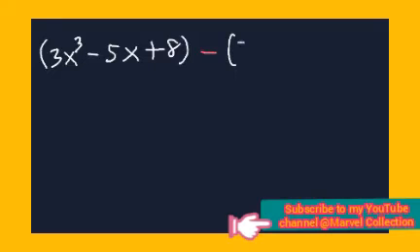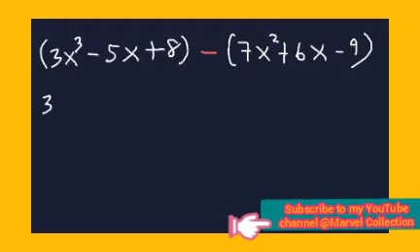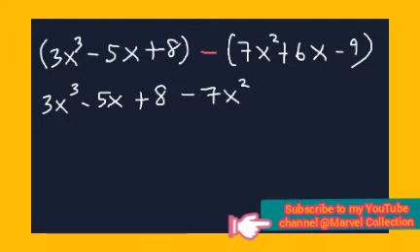So here's another problem that we can work on. 3x cubed minus 5x plus 8, minus 7x squared plus 6x minus 9. So let's distribute the negative sign, just like we did before. So the first three terms will remain the same, and then we'll have negative 7x squared minus 6x plus 9. So now let's go ahead and combine like terms.